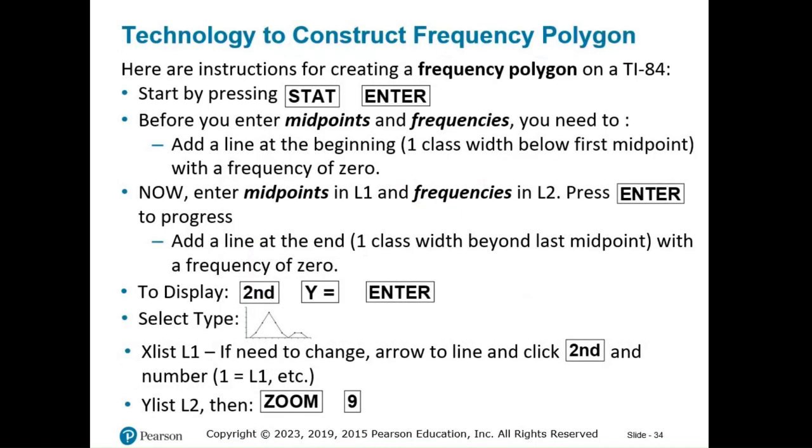Okay, now we're going to see how to create a frequency polygon on a TI-84 calculator. Start by pressing the Stat button and edit, select, and press Enter. Here you will enter the midpoints and frequencies.